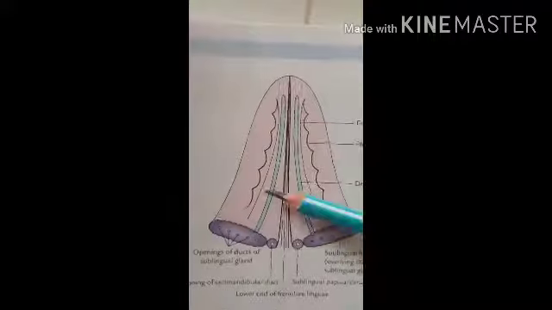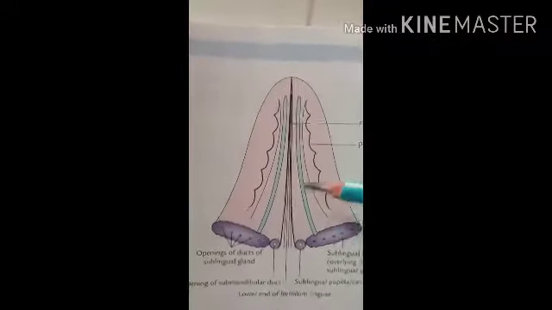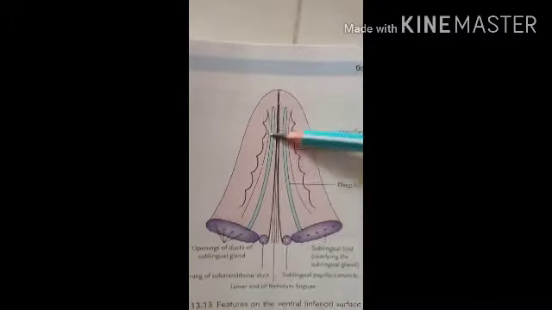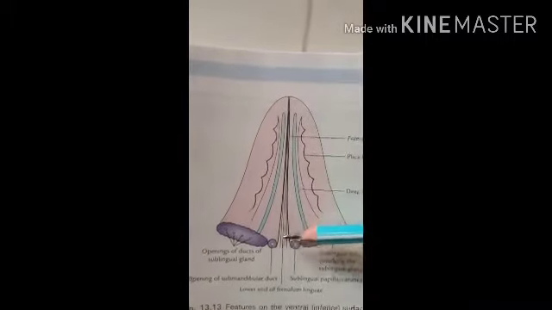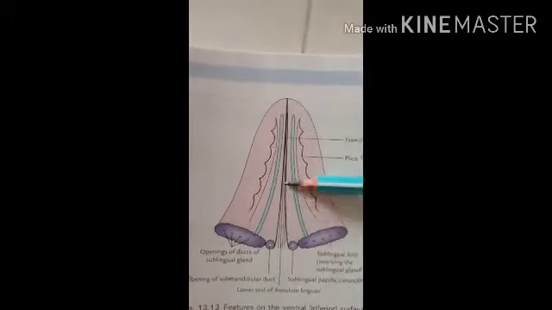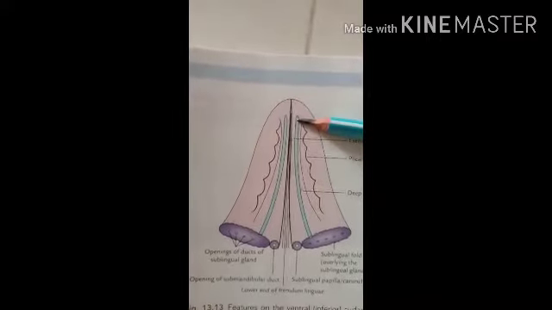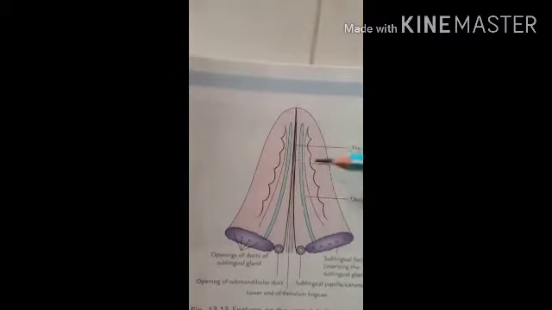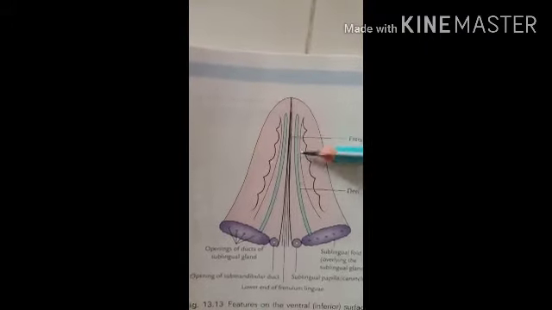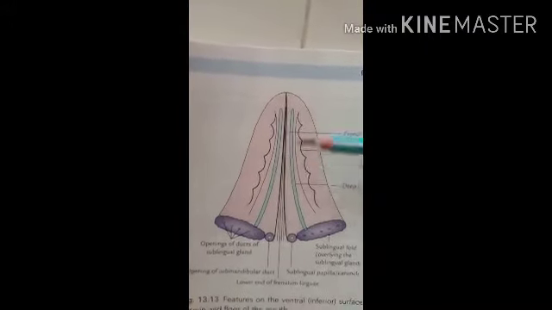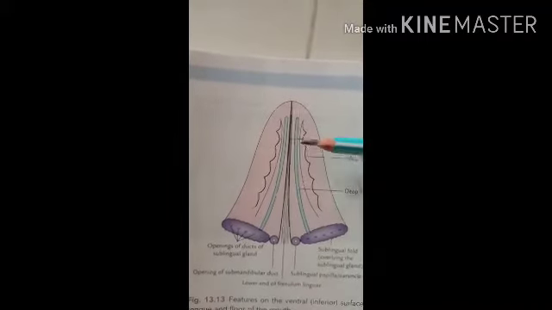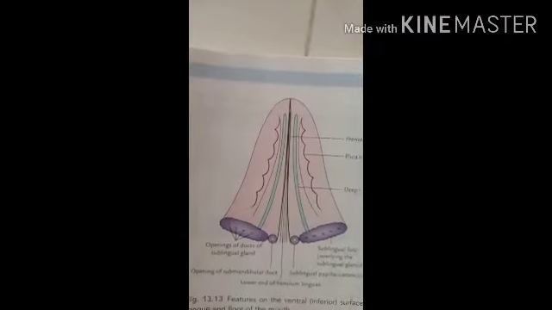The next clinical point is tongue tie. Here, centrally on the inferior surface, you see the frenulum. If the frenulum extends too far towards the tip of the tongue, it is called tongue tie. Because of this, it inhibits the normal movement of the tongue and may interfere with normal speech. This can be corrected by cutting the frenulum surgically.